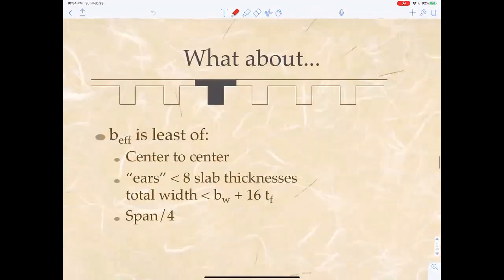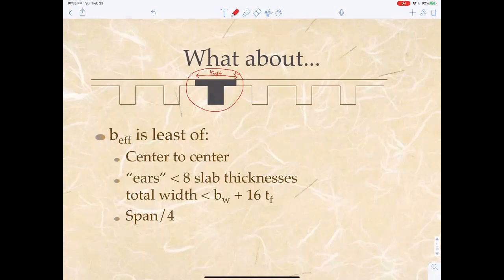And so now what I want to do is talk about what if you have beams and slab poured together. You see how that looks like a T-beam? Can we count the slab as part of a T-beam with the beam? And the answer is yes. And what we want to do is know how much of the slab width we can use as the flange. And since it's not an isolated T-beam, we call it b effective, eff or effective.